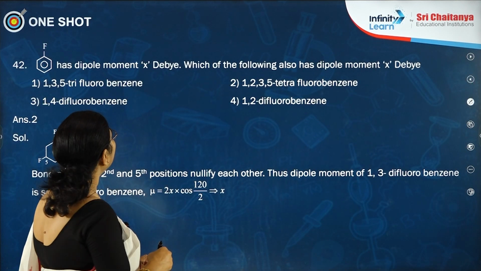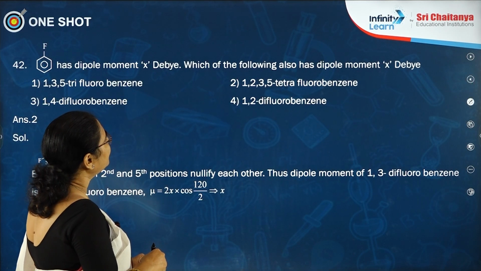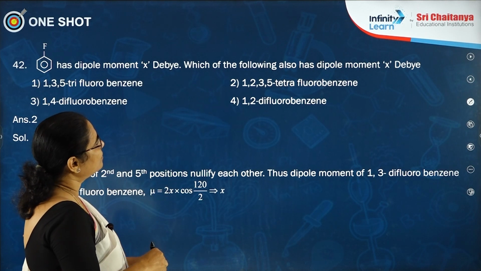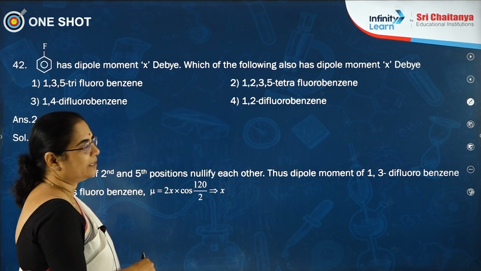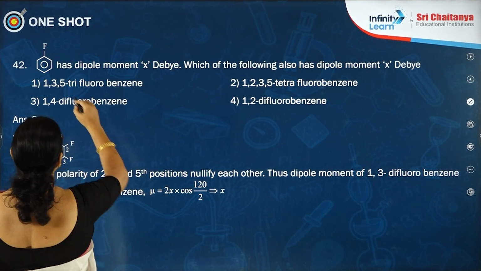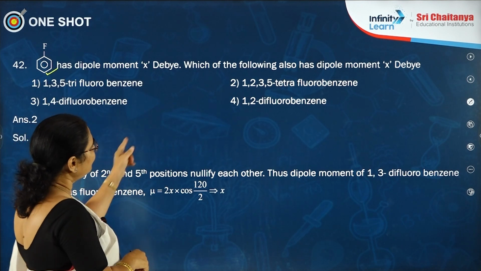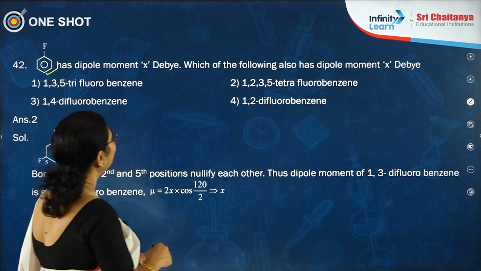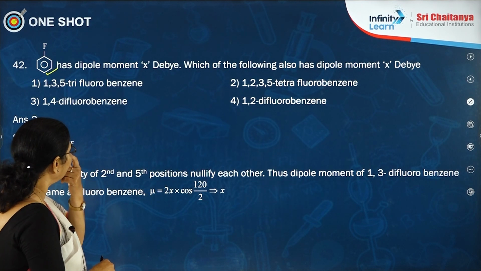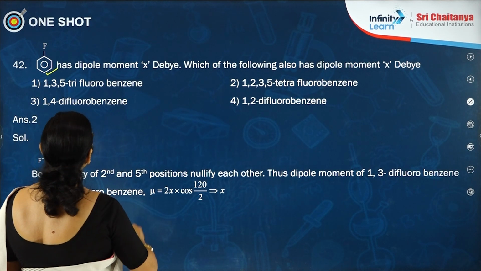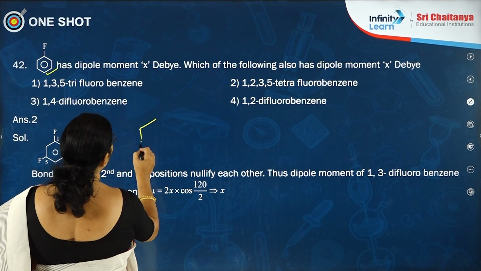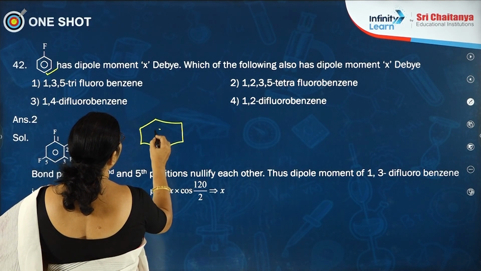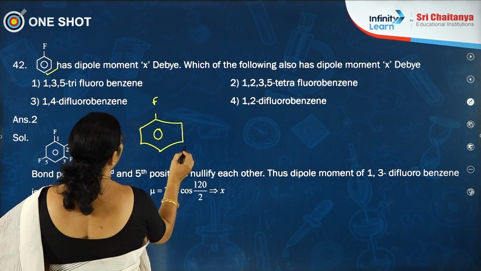This molecule has dipole moment x D. Which of the following other molecules also has the dipole moment x, he is asking. One molecule's dipole moment he has given. Which other molecule in the given 4 examples will have the same dipole moment, he is asking. For example, 1,3,5-trifluorobenzene. 1,3,5-trifluorobenzene means this one.